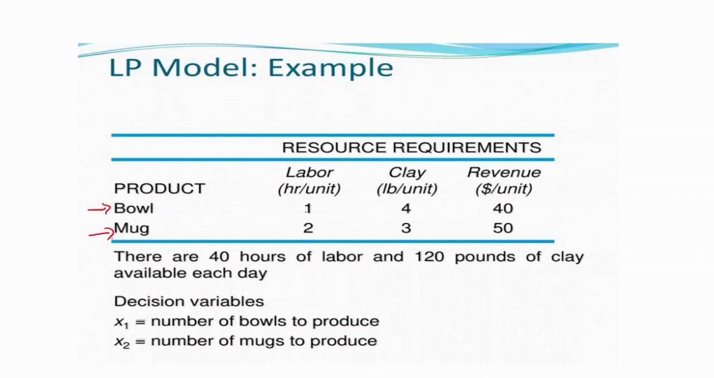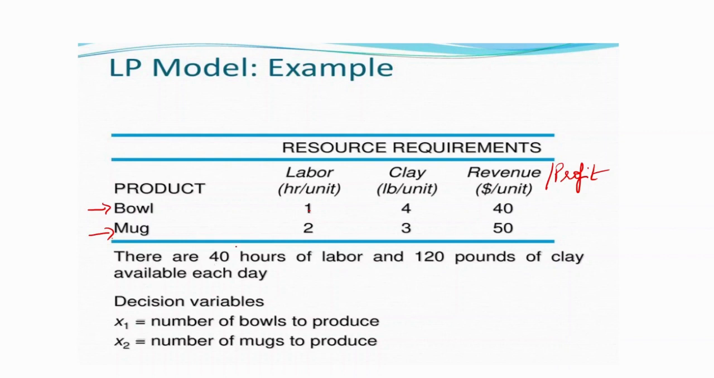For each unit of bowl, the number of hours of labor is 1, whereas for the mug it is 2 hours per unit. The clay, that means the raw material that I have, for a bowl is 4 pounds per unit, whereas for the mugs it is 3 pounds per unit. Revenue means the profit per unit in dollars, given as $40 per unit and $50 per unit.